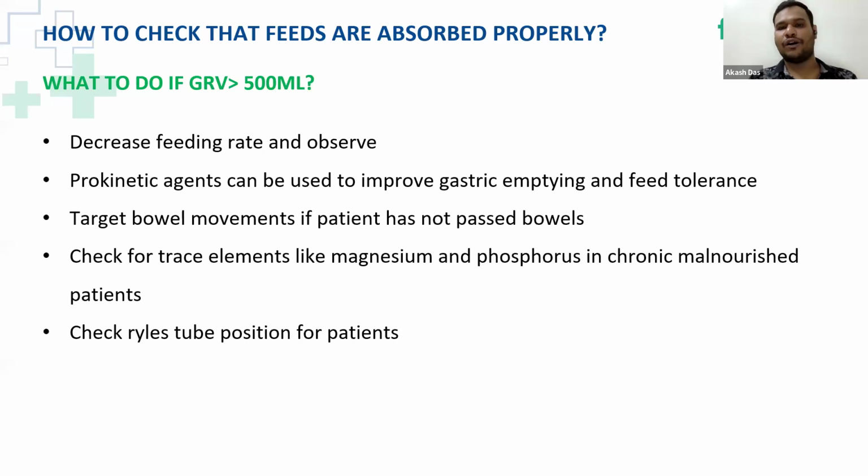So, what will you do at that point of time? What we can do is decrease your feeding rate and observe. Prokinetic agents can be used to improve gastric emptying and feed tolerance. Target bowel movements if patients have not passed stools and the abdomen is distended. Check for trace elements like magnesium and phosphorus in chronically malnourished patients. And one of the most common things is that sometimes the Ryle's tube is out of position. So always try to recheck the Ryle's tube position for the patients.